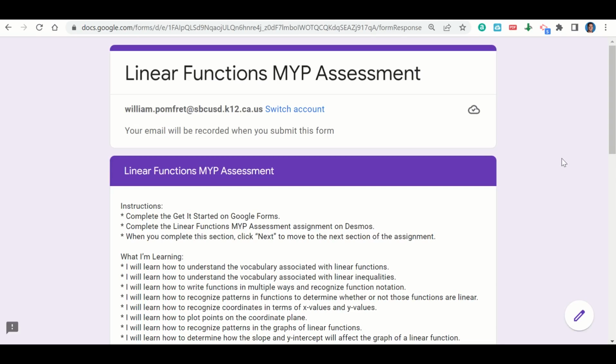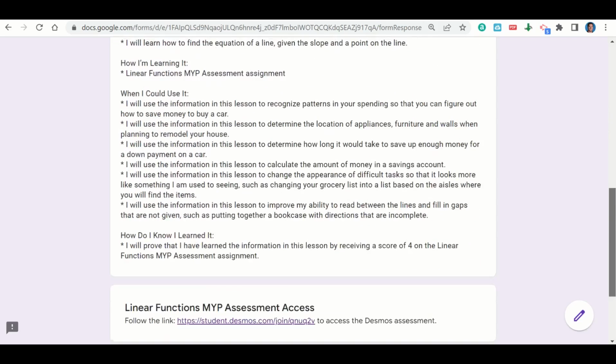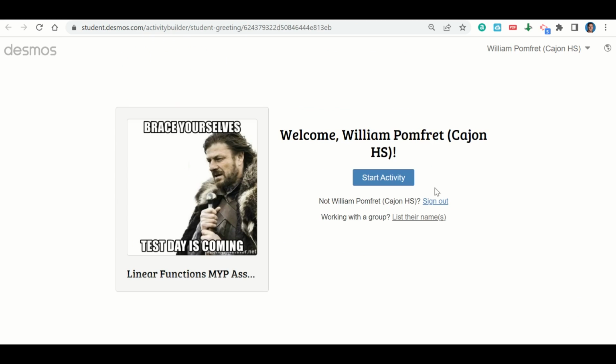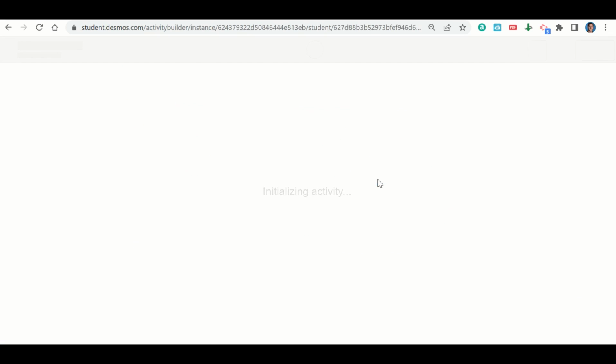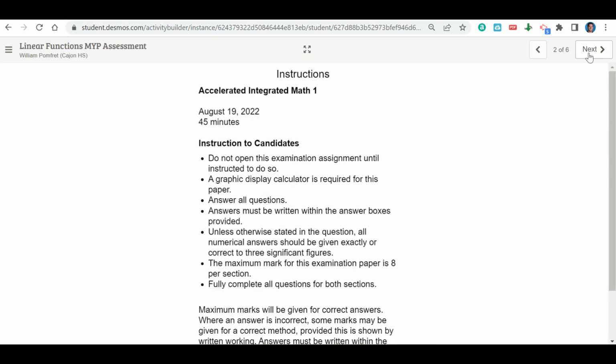Let's take a look now at the linear functions MYP assessment assignment. So it begins with our learning goals and success criteria. If we continue to scroll down, there's a link to the Desmos activity here. We'll go ahead and click on that link, and it takes us to a page that looks like this. We'll go ahead and click Start the Activity. It begins here with the learning goals and success criteria as well. We'll go ahead and click Next.